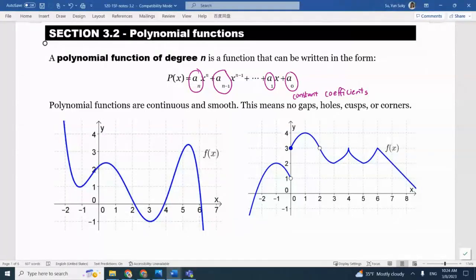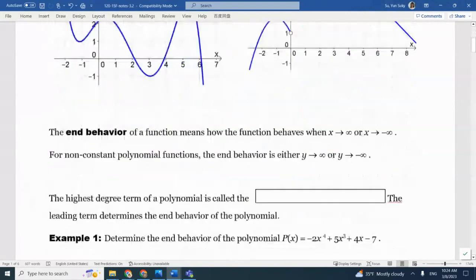Okay, so this is a polynomial. It's very smooth, no gaps. Like here, no gaps, no holes, no cusps, no corners. Okay, so this is not a polynomial. On the left-hand side, this picture is a polynomial. It's very smooth and continuous.